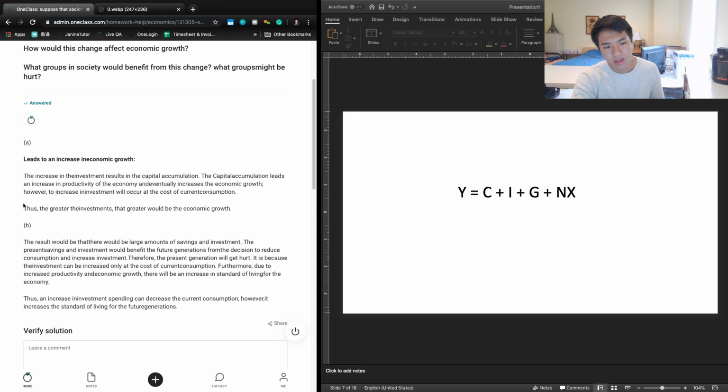And B says, the result would be that there would be large amounts of savings and investments. The present savings and investments would benefit future generations from the decision to reduce consumption and increase investment. Therefore, the present generation will get hurt. It's because the investment can be increased only at the cost of current consumption. Furthermore, due to increased productivity and economic growth, there will be an increase in standard of living for the economy. Thus, an increased investment spending can decrease current consumption, however, it increases the standard of living for future generations.